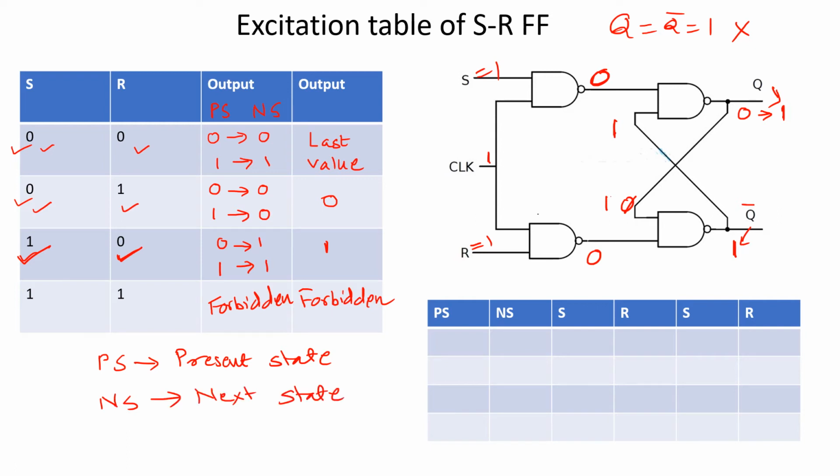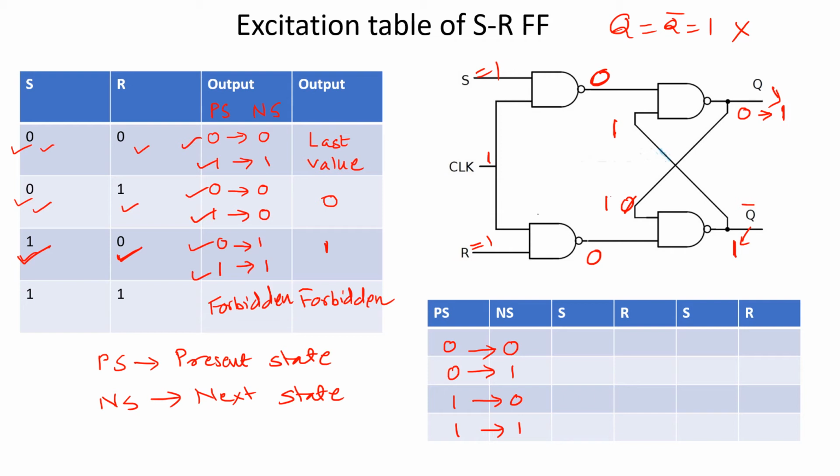Now see, present state, suppose it is 0, next state, suppose it is 0. This is happening here and here. Present state is 0, next state is 1. This is happening here. Present state is 1, next state is 0. This is happening here. And present state is 1 and next state is 1. This is happening here. Now see what to write in the SR.